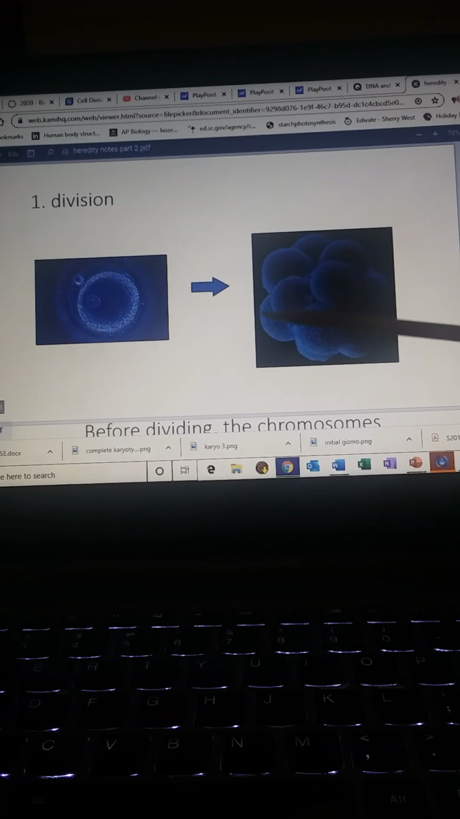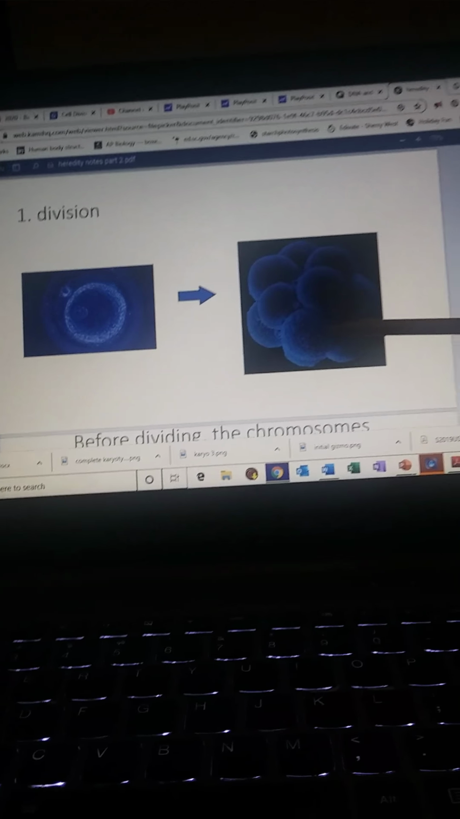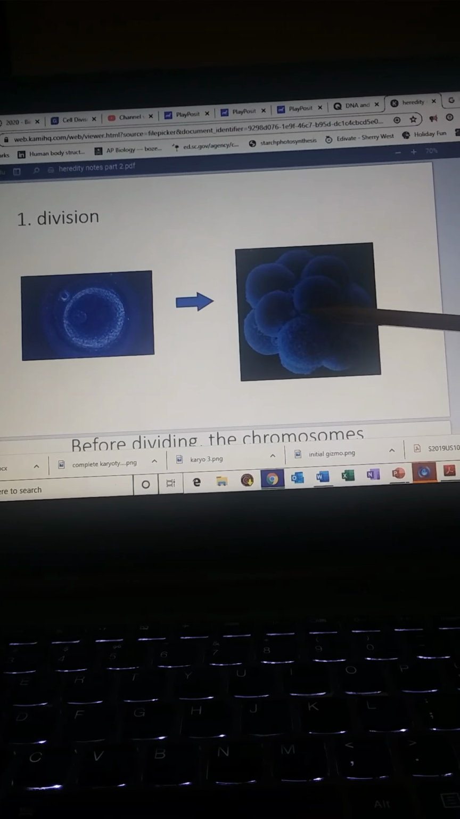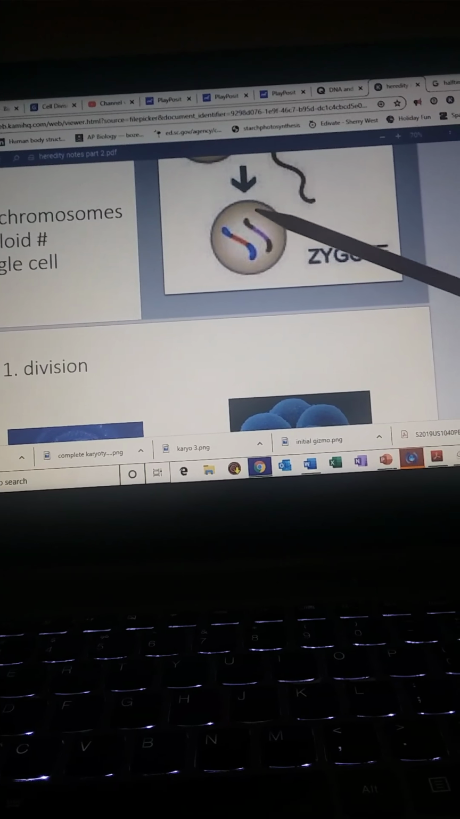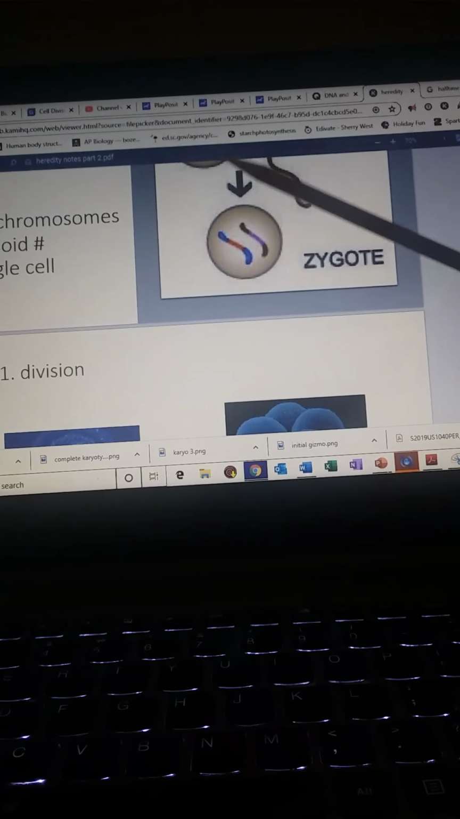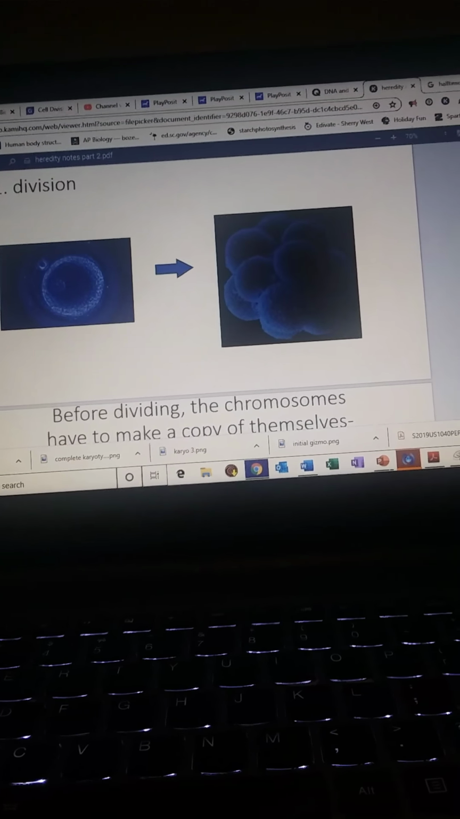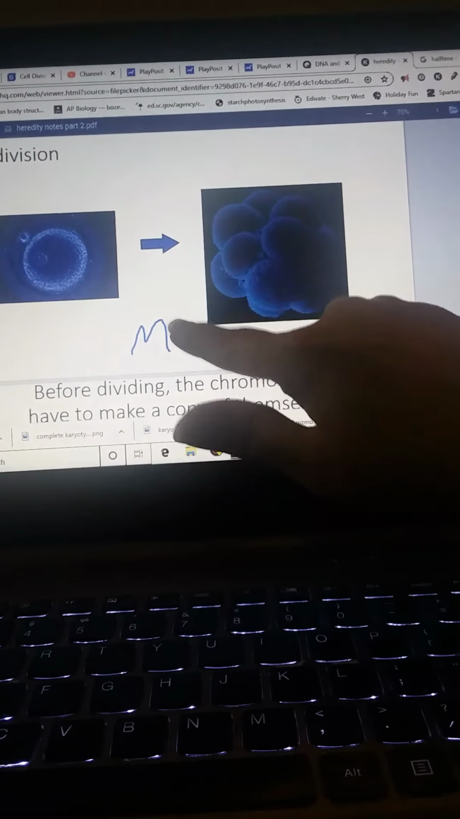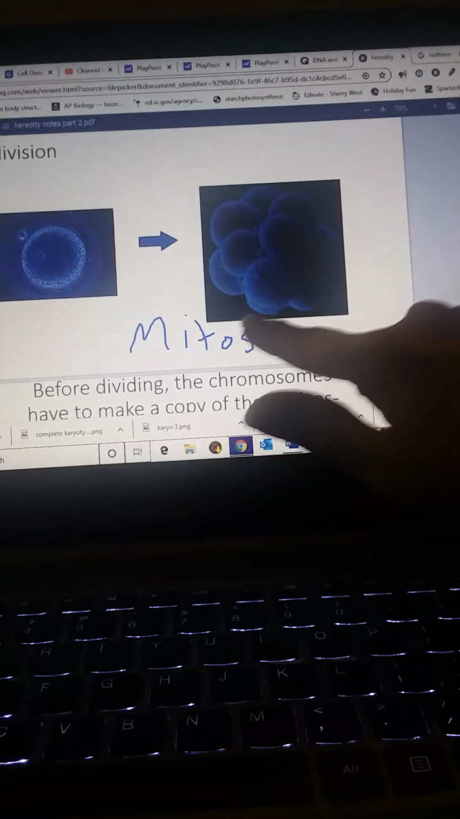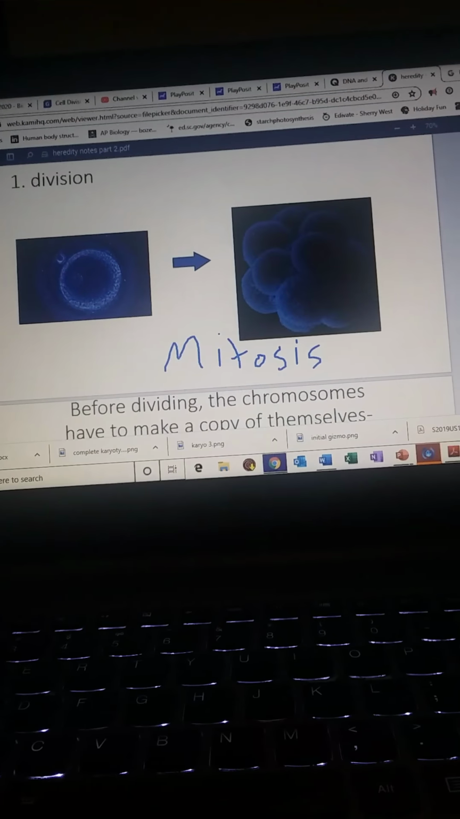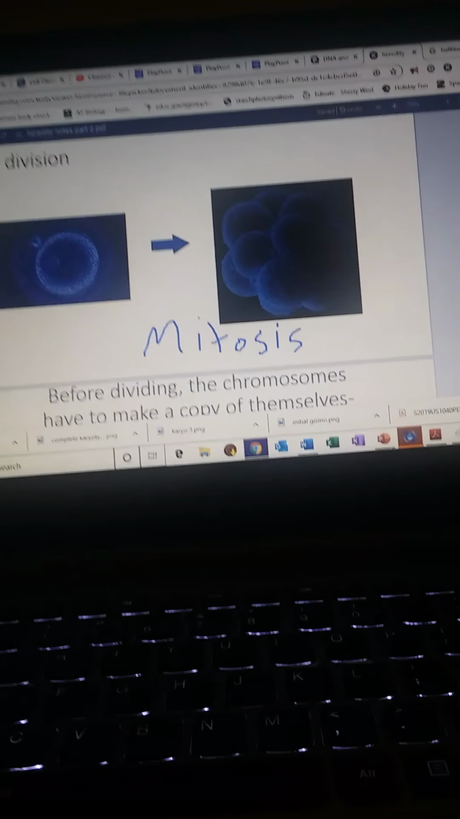So it's going to make a whole big ball of cells, and they're all going to be exactly alike because they all started with this set of chromosomes. That's the only thing it has to go by. It's just going to make a whole bunch of identical cells. This process is called mitosis. And I think you have talked about that some in 7th grade, so we are bringing it back.